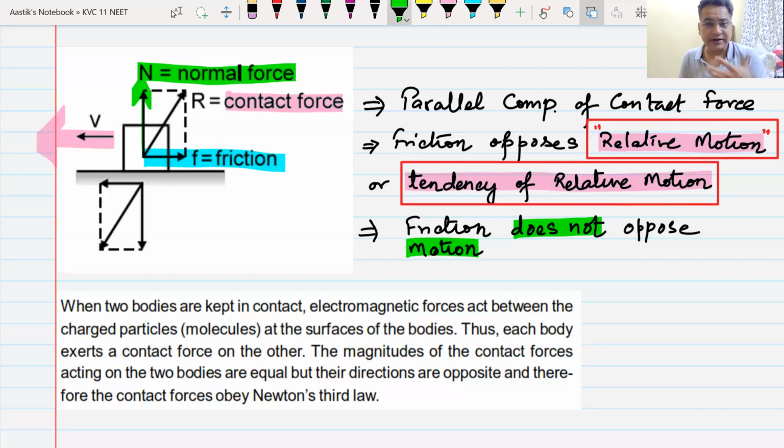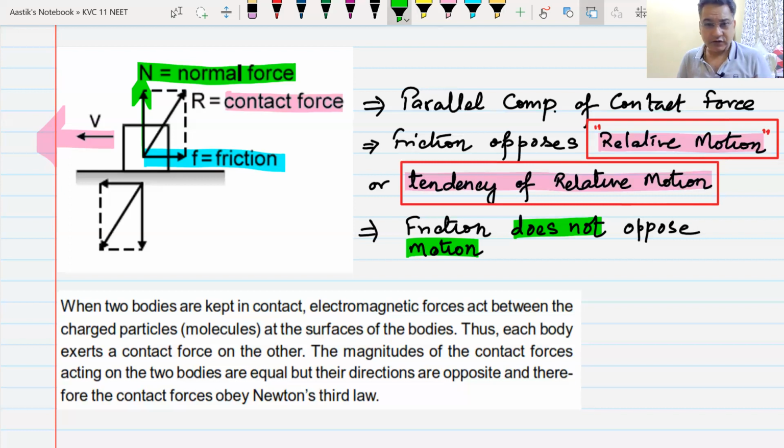Sometimes there may not be any motion, but there may be a chance of a motion happening. So friction will oppose even that chance of relative motion happening. Do we understand this? Yes or no?